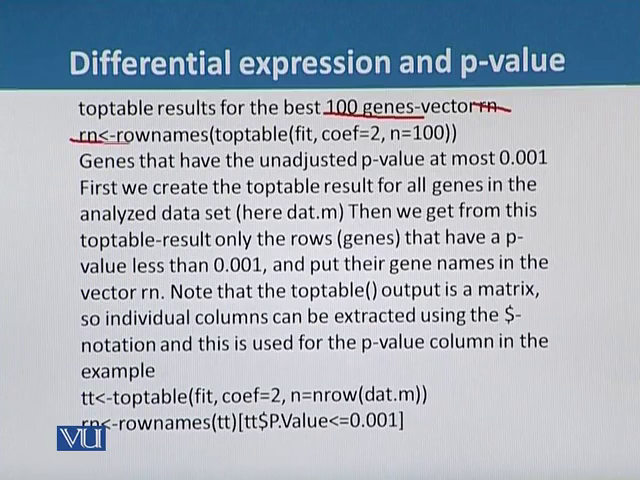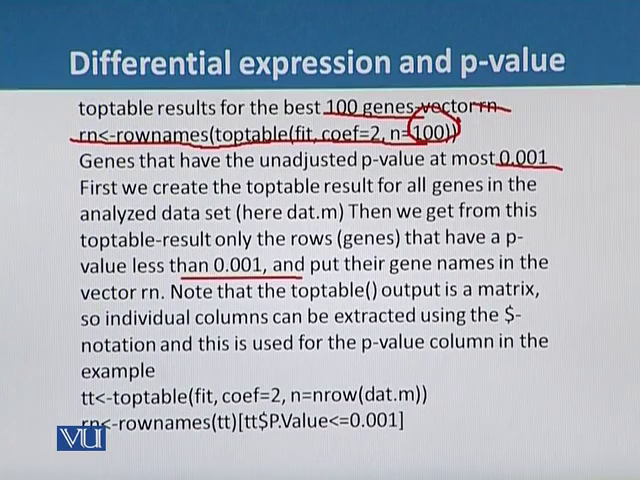As we have seen, we want to see the expression of 100 genes in the vector rn. We will use the command rn <- rownames(topTable(fit, coef=2, n=100)). For genes that have the unadjusted p-value at most 0.001, first we create the topTable results for all genes in the analyzed data. Then we will get from this topTable result only the rows that have a p-value of less than 0.001 and put these gene names in the vector rn.